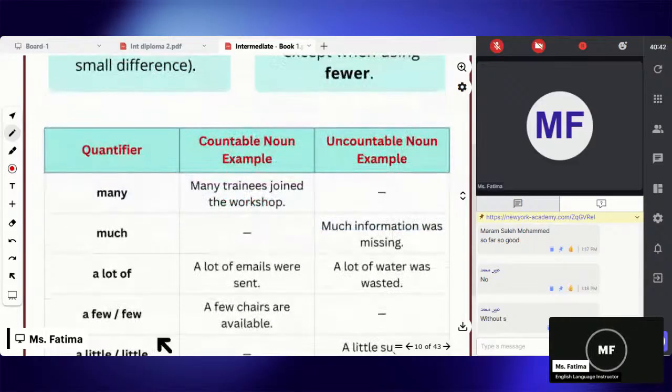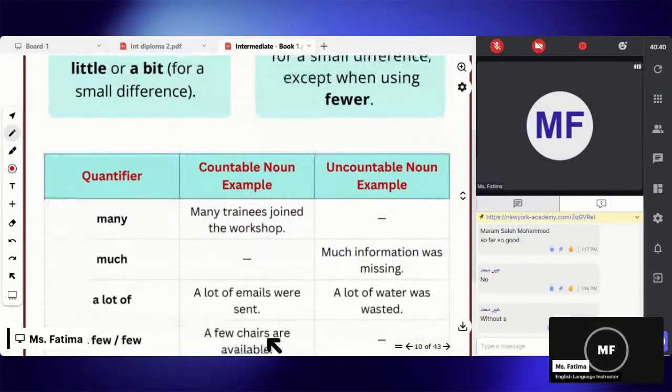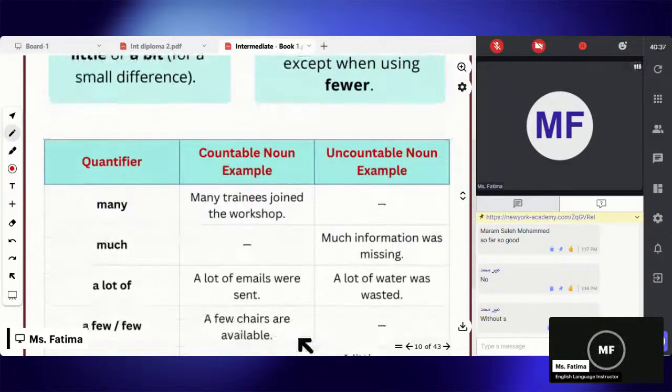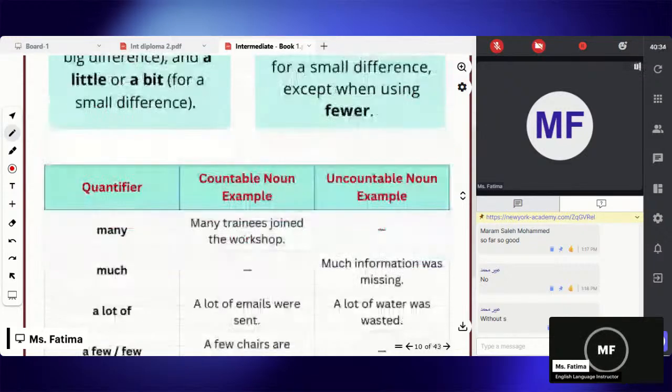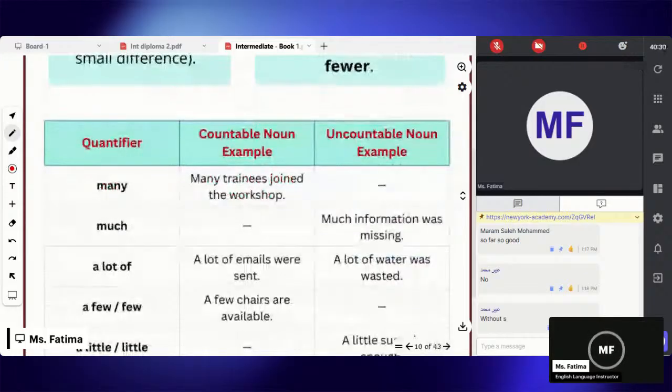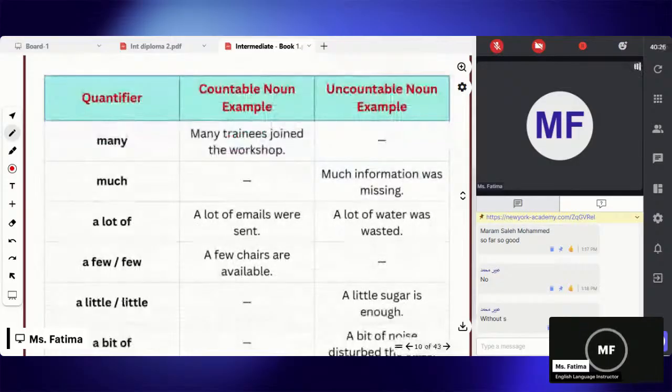A few chairs are available. What can I say? A few sugar is enough? No, I say a little sugar is enough, or a bit of sugar is enough. A bit of noise started the class.